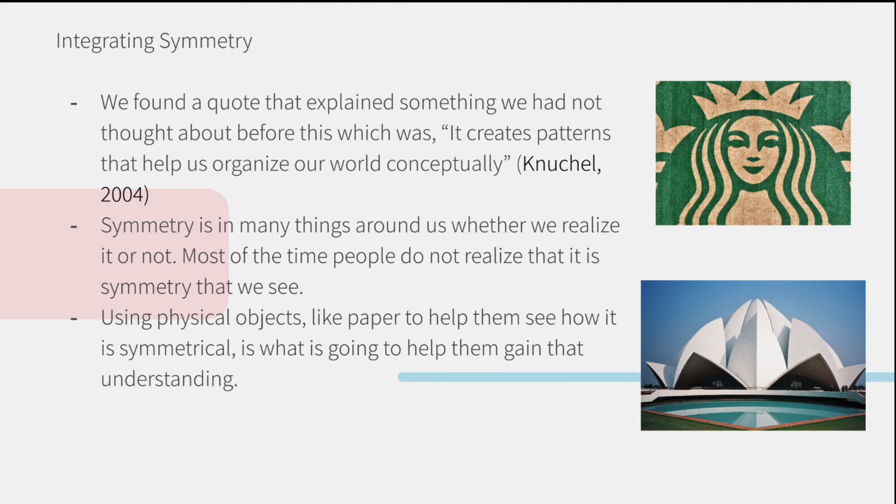Another one was symmetry is in many ways things around us, whether we realize it or not. So that's again kind of relating to that first one, just visualizing the things around us. Most of the time people do not realize that it is symmetry that we see. And then another one was using physical objects like paper to help them see how it is symmetrical, being able to do that hands-on. So that's going to help them also gain that understanding for them.